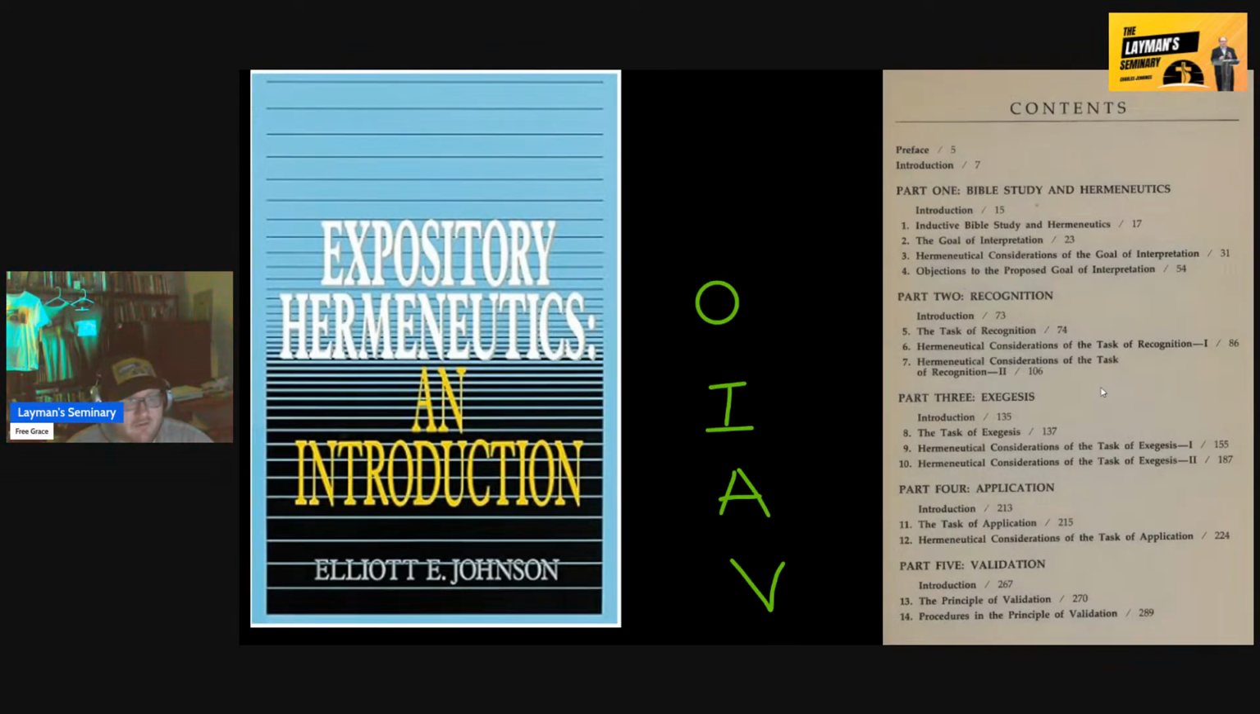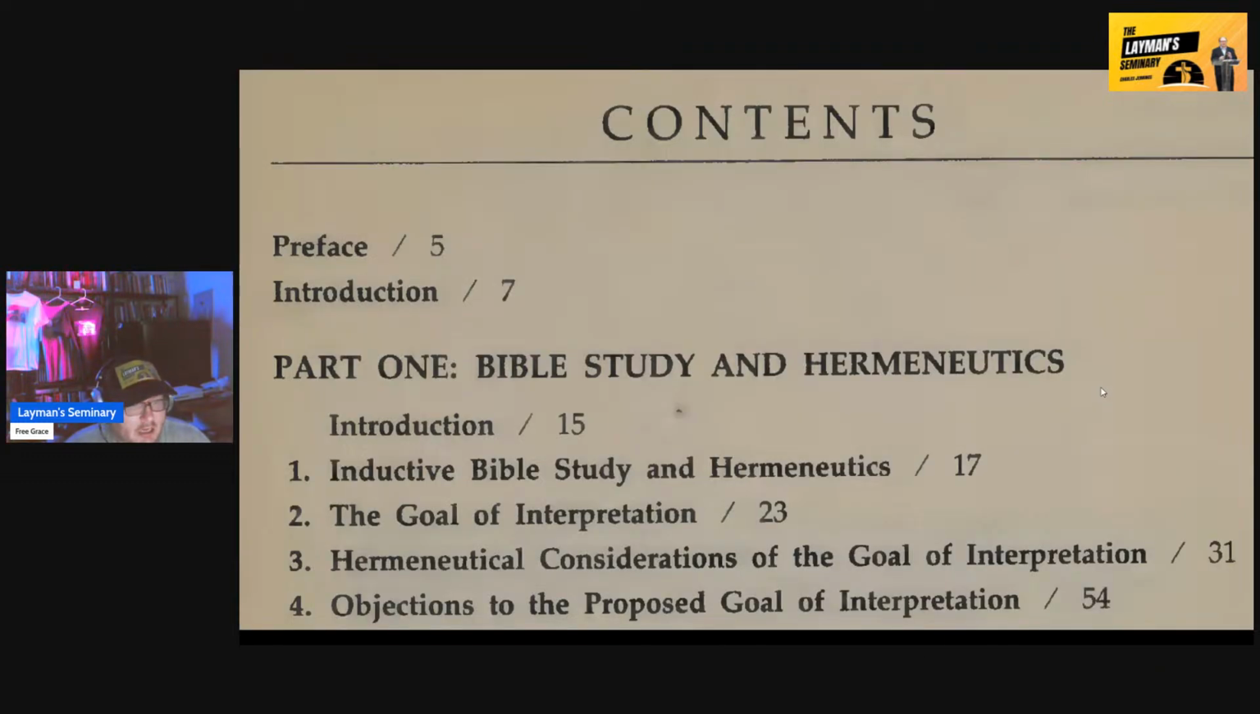But we're primarily using this textbook right here. This was written in 1990, but it's very foundational as far as influence in other books and methodology, in particular Dallas Theological Seminary. So we're in part 1, Bible study and hermeneutics. We've already gone through inductive Bible study and hermeneutics, the differences, the goal of interpretation, and the hermeneutical considerations of the goal of interpretation. And today we're going to be dealing with the objections to the proposed goal of interpretation.